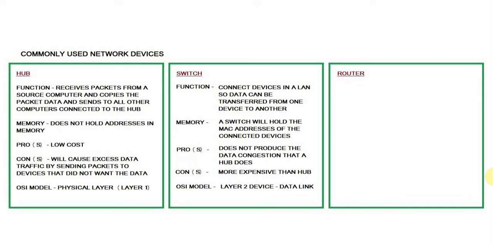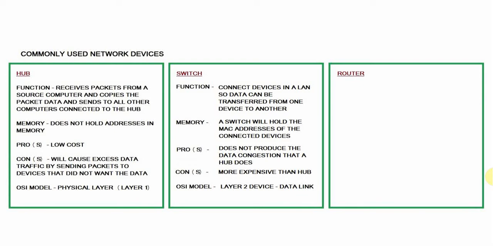A switch also connects computers together on a local area network, but it functions differently than a hub. One thing is it does have memory, and it can hold the MAC addresses of the connected devices. The MAC address is the physical address that is on the network interface card of the device. That is a set address that is assigned at the manufacturing plant.